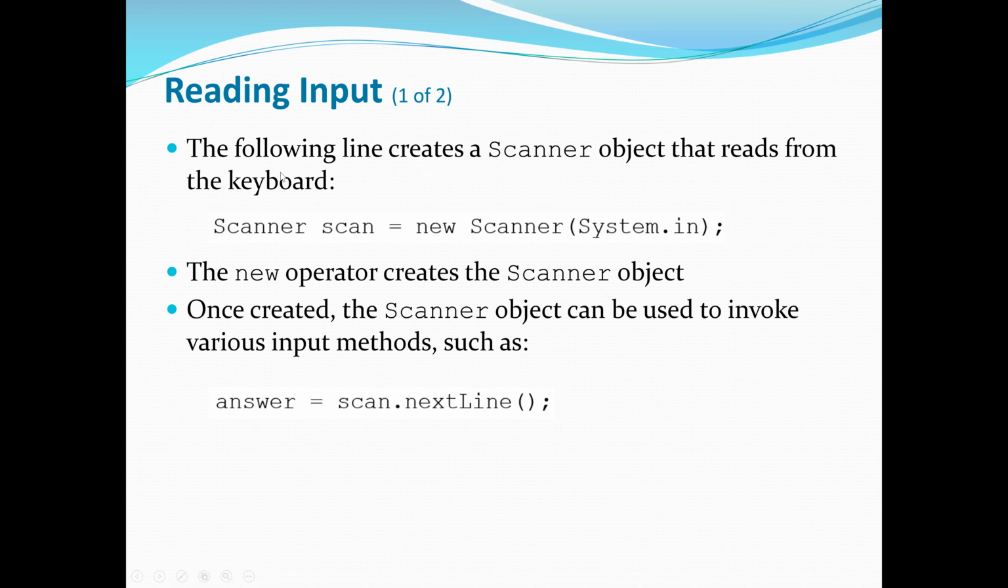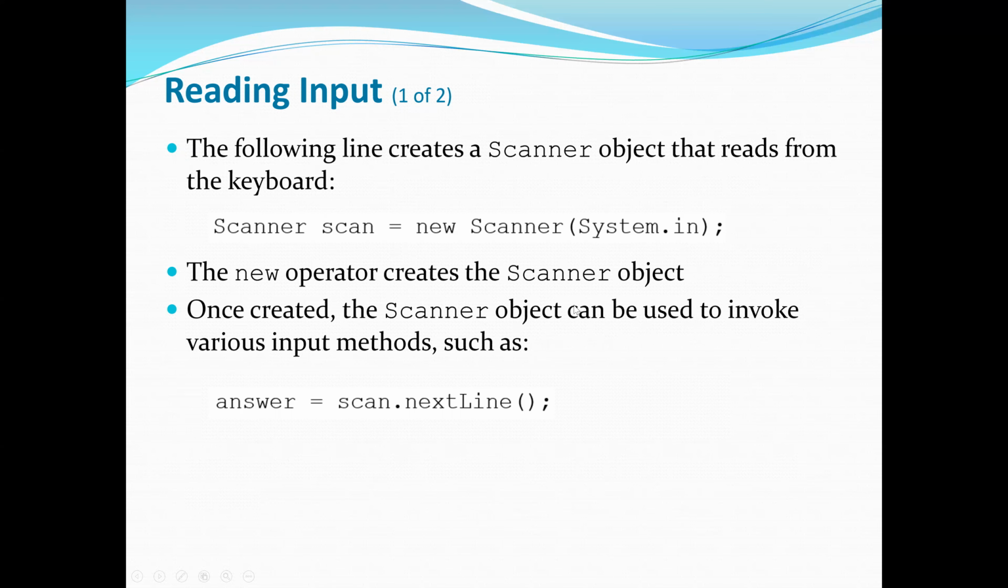So, reading input. We say the following line creates a Scanner object that reads from the keyboard. Here the scan variable is called a scan object. So first we create a scan object, always that's the first step. Scanner, the class name, scan the object, equal to new Scanner(System.in). System.in here means we are going to use the keyboard to get an input. We can also use the Scanner class to get input from a file, which we are going to discuss later, toward the end of the class.